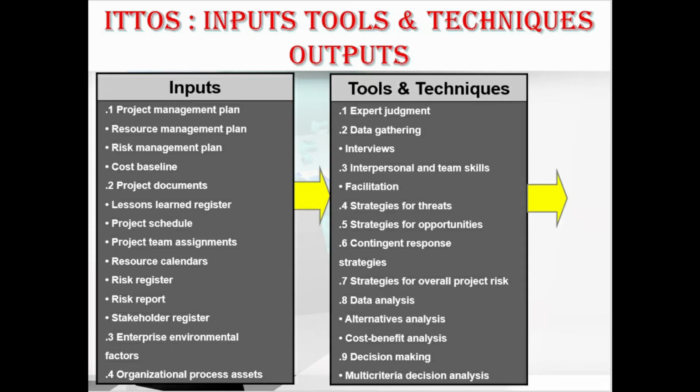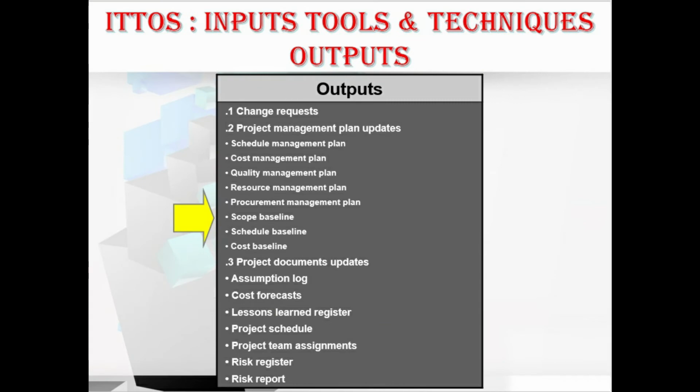In outputs, we have change requests, and project management plan updates, which consist of the schedule management plan, cost management plan, quality management plan, resource management plan, procurement management plan, scope baseline, schedule baseline, and the cost baseline. We also have project document updates, which consist of the assumption log, cost forecast, lessons learned register, project schedule, project team assignments, risk report, and risk register.